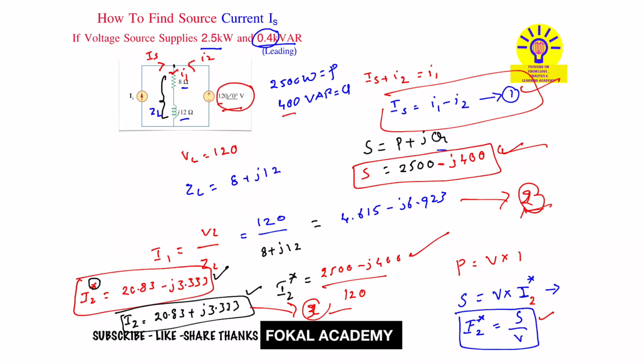We will get source current IS equal to I1 minus I2. Both are complex numbers. Just by subtracting them, we will get minus 16.22 minus j10.256. We got the source current in complex number. We can convert it into phasor form, that is, find the magnitude of this complex number. So IS equal to magnitude 19.19 and phase angle minus 147.69 degrees amperes. This is the source current for the given problem.